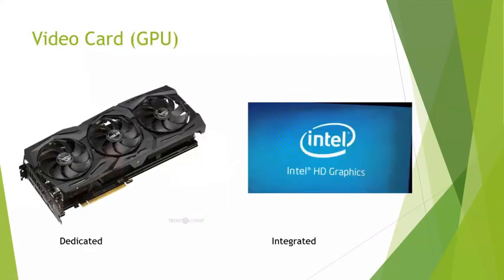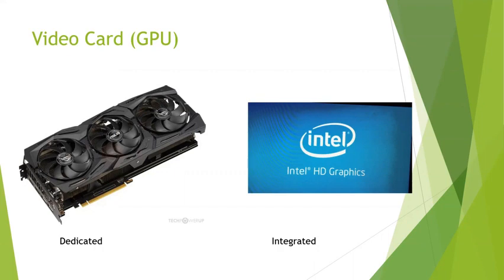The next part I'm going to talk about is the video card, which is also known as the GPU, or graphics card. So the basic role of the video card is to output a signal from your computer to your monitor or television. Once you're done installing your computer, you'll need to plug your monitor into the video card directly, otherwise you won't be able to see what's going on in your computer.